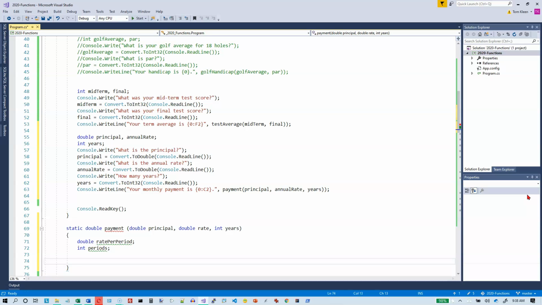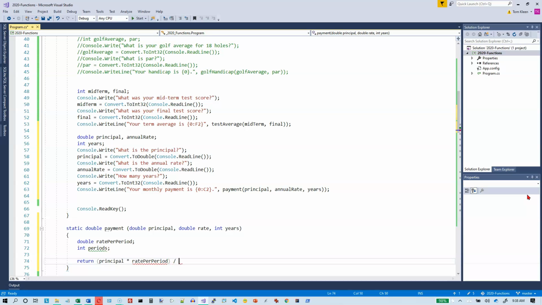Okay, so if you're borrowing money for 1 year, let's say at 12%, because that works out real nice, then you're paying 1% per period. If you're doing 12 monthly payments, just divide the annual rate by the number of periods in a year, and that will give you your rate per period, and the number of periods is going to be the years times 12. So our numerator is going to be the principal times the rate per period.